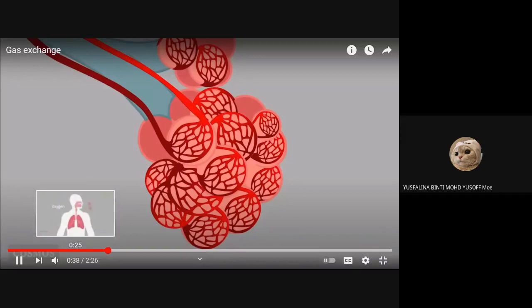The exchange of gases between the blood and the air. So you can see this is the alveolus, right? And it has a blood capillary attached to the alveolus. So this is for the gas exchange. Inside the blood capillary, there will be a red blood cell here.